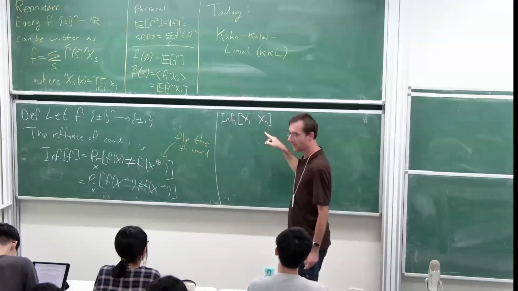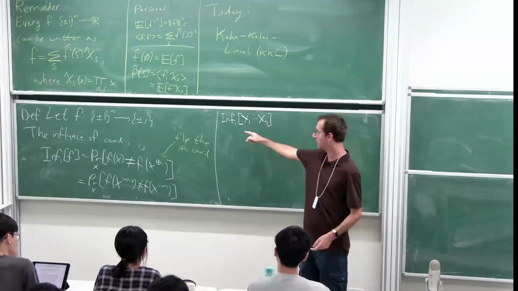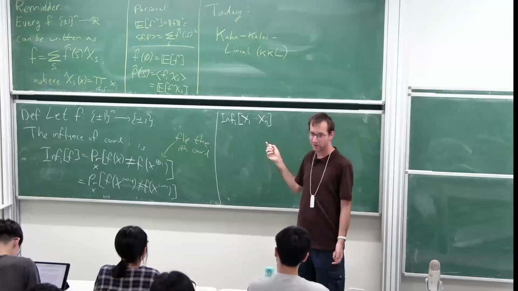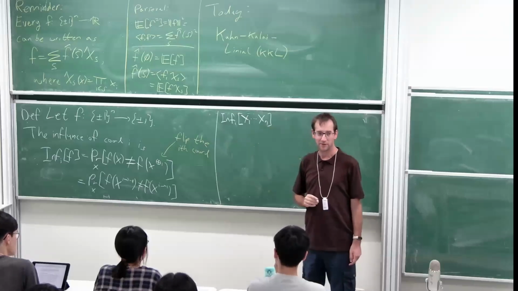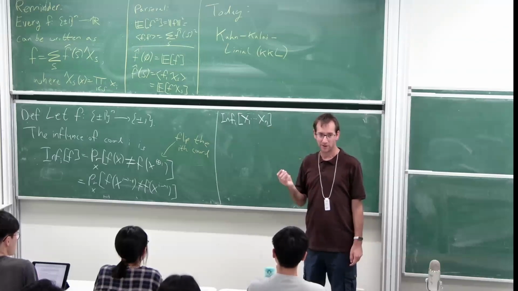So if you switch back to 0, 1, then it will be just the XOR of all the coordinates, which is the parity function. So what's the influence of coordinate I for any I for the parity function? What's the probability that coordinate I influences the outcome? 1.